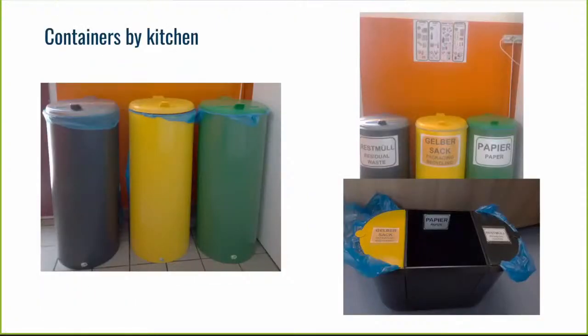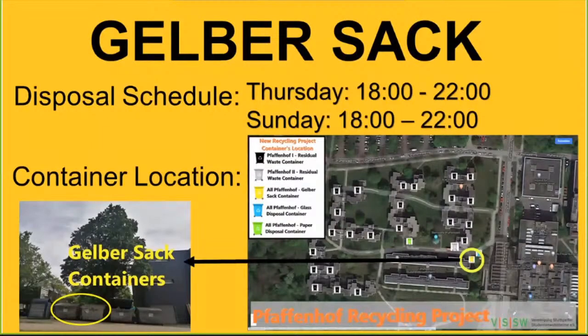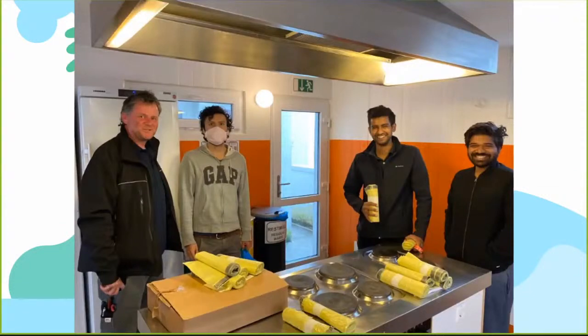And here are some pictures of before the project, and this is after the project was implemented. The labels, and they also provided special bins for private apartments. We also informed them about the location and schedule to place the Gelbe sack. And here's the initiation of the project. The volunteers, the housemeister, and the kitchen speaker were handing over the Gelbe sack.